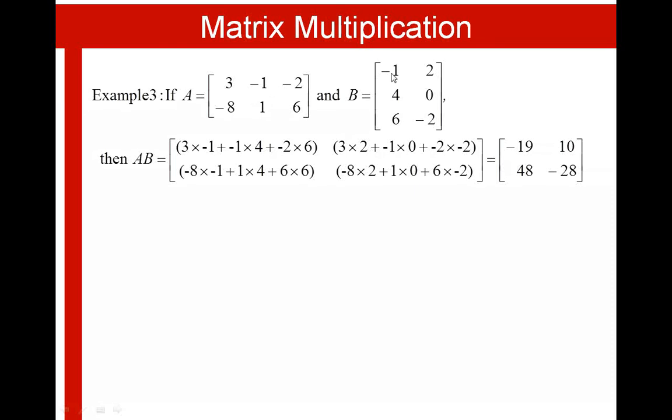So we take the first row times the first column, the first row times the second column, the second row times the first column, and the second row times the second column.